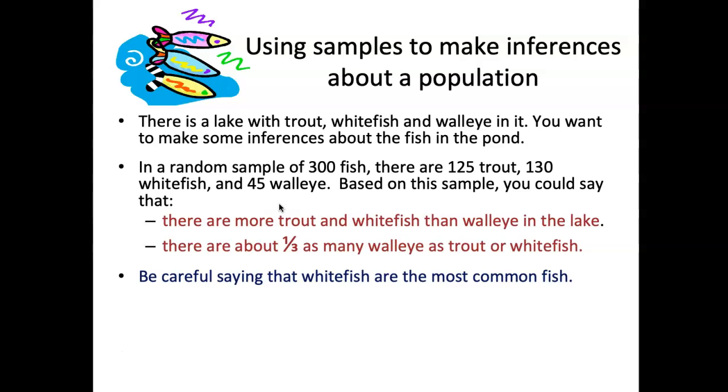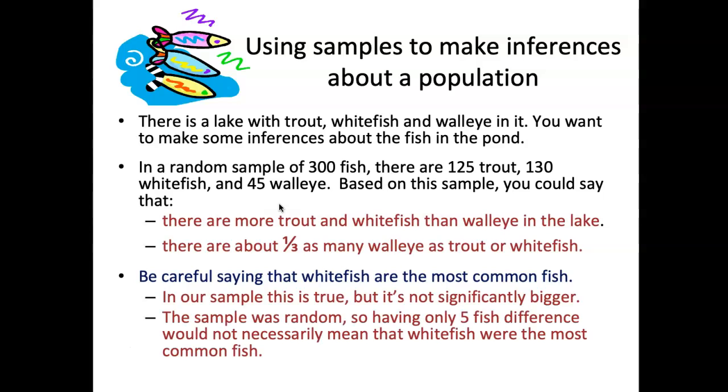And then there are about 1/3 as many walleye as trout or whitefish. But be careful saying that whitefish are the most common fish. In our sample, this is true, but it's not significantly bigger. Okay, so don't make assumptions like that.